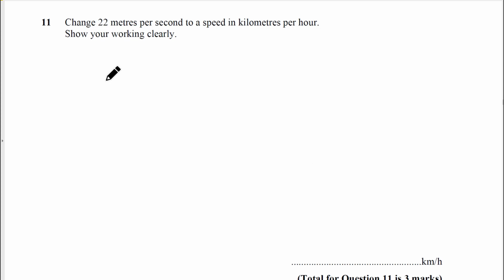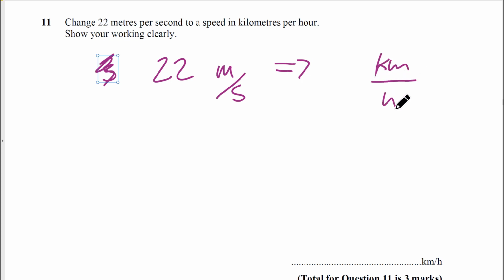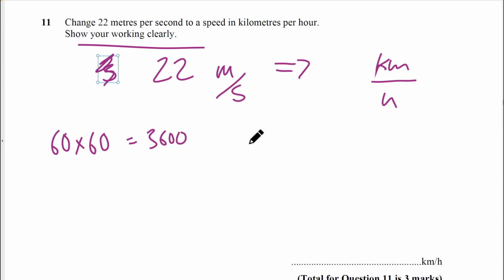Right, change 22 meters per second. So you've got 22 meters per second, and you want it in kilometers per hour. Okay, let's just break this up. So seconds into hours is going to be 60 to turn it into minutes times 60 as well. So that's 3,600. And then meters to kilometers, well, we times that by 1,000.